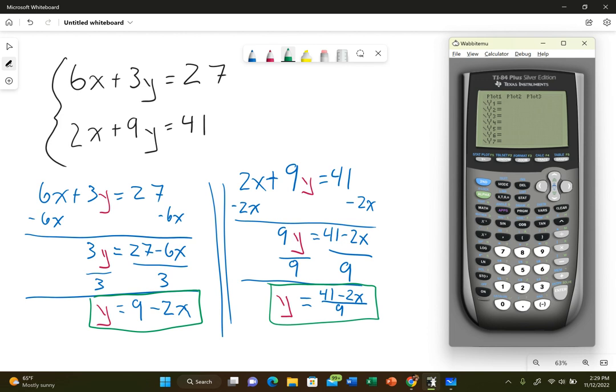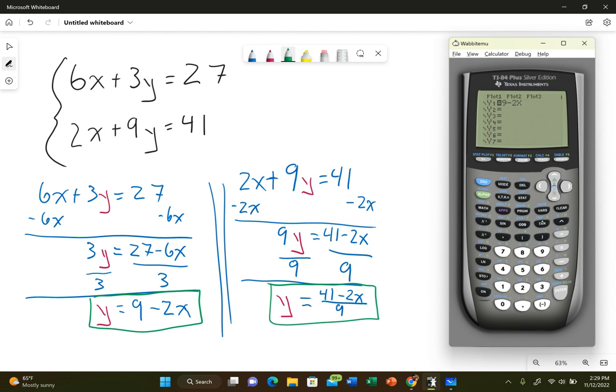Okay, now I'm going to put both equations in. This one on the left is going to be my first one. So y equals 9 minus 2x. And here's what I'm going to do. I'm going to do 9 minus 2x. Remember that variable button is right next to the green one, the alpha button. Okay, so that's my variable button.